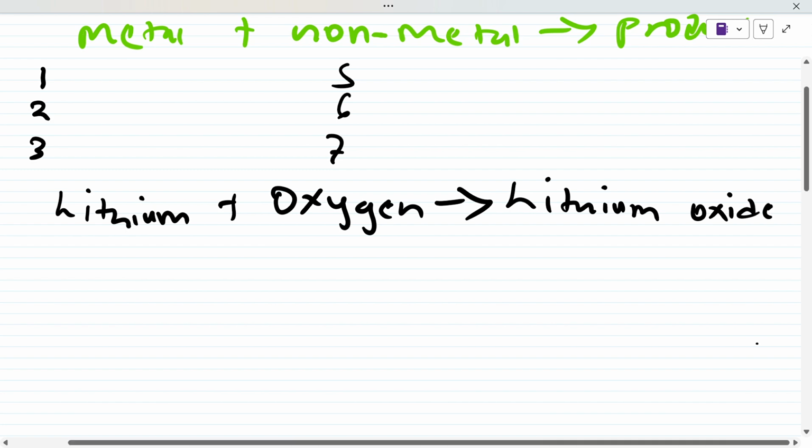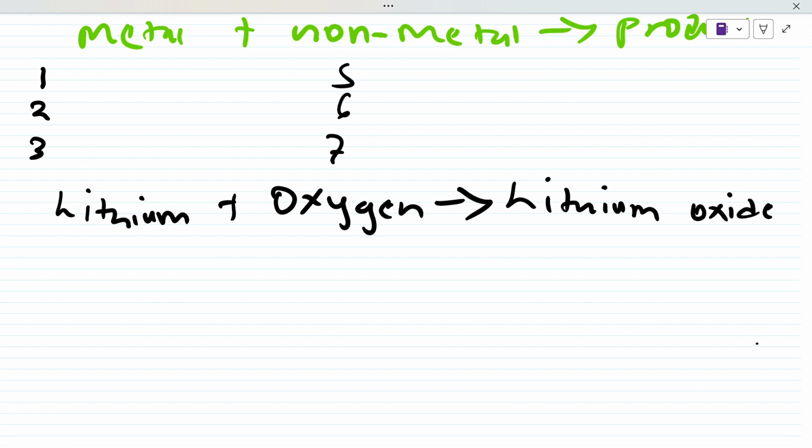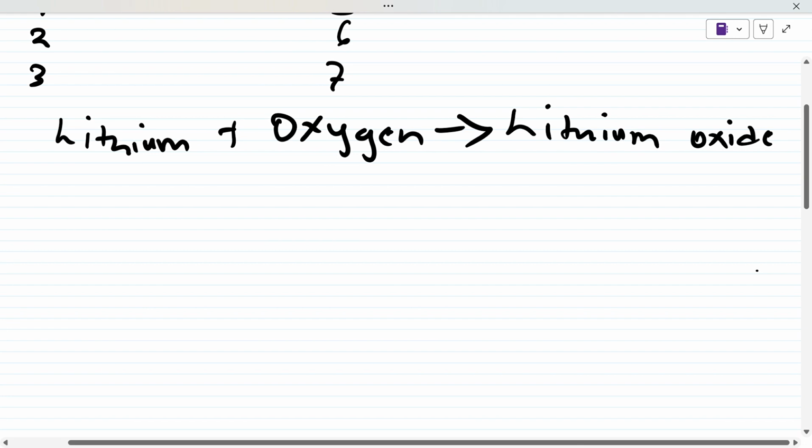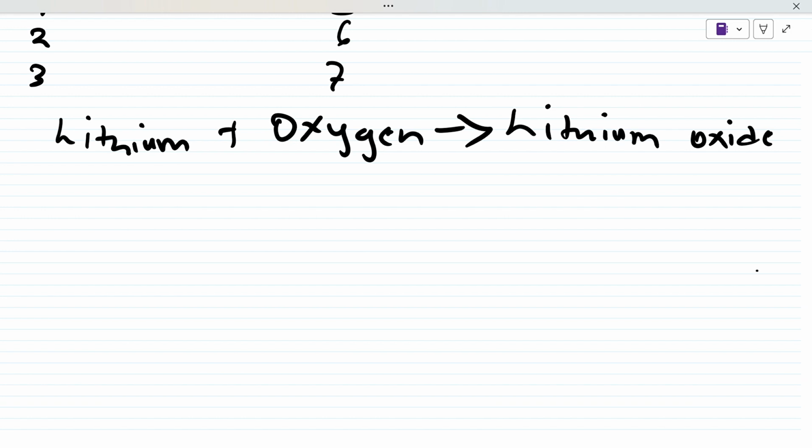It is going to be lithium oxide. Now this thing that I've displayed there is called a word equation. It is from the word equation that you can derive a chemical equation that you can study in depth.